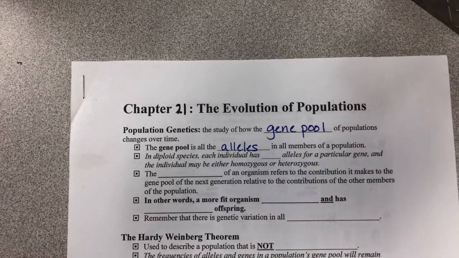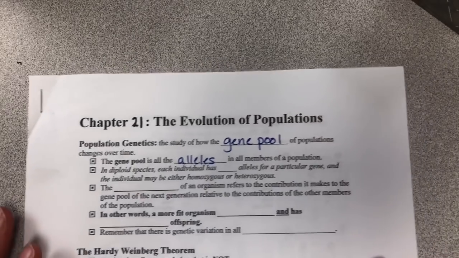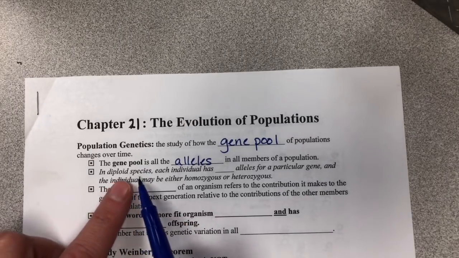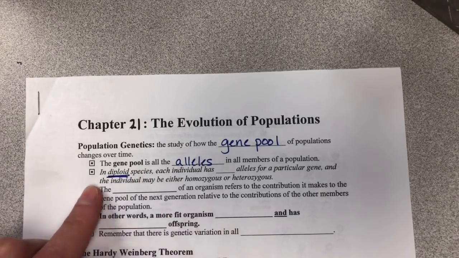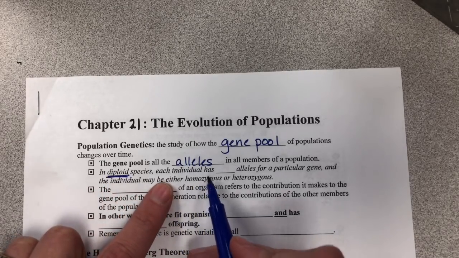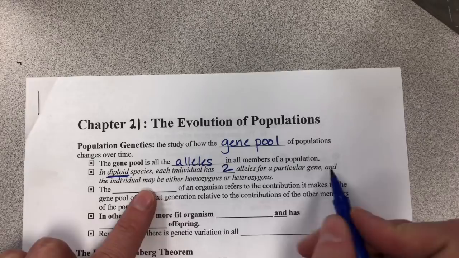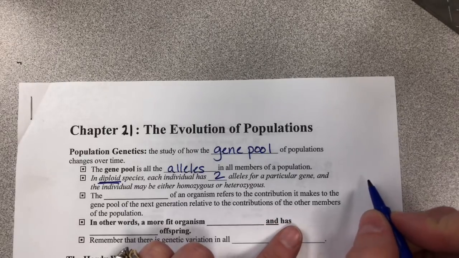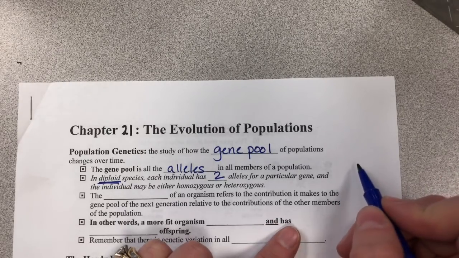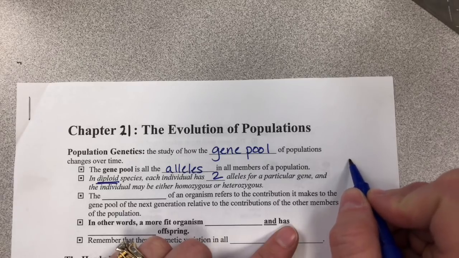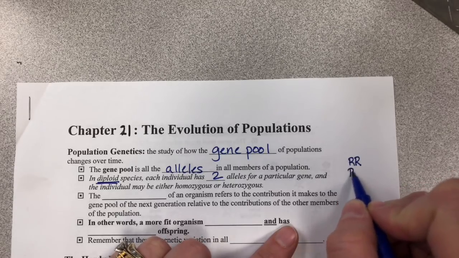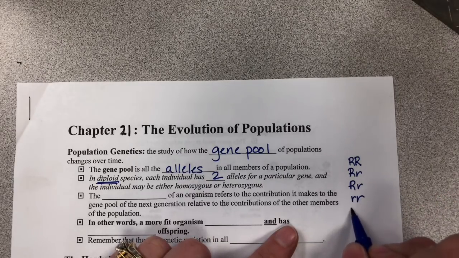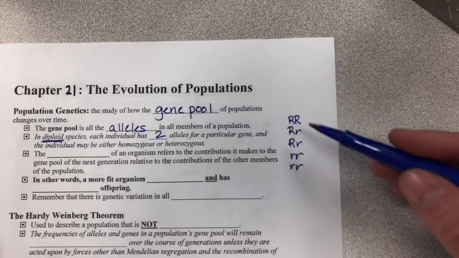For instance, let's say you have a population and the species is diploid, meaning that there are two of every kind of gene. So each individual has two alleles for a particular gene, and they can be homozygous or heterozygous. Let's do an example population of 5 individuals. One individual is big R, big R. Two individuals are big R, little r, and 2 individuals are little r, little r. That gives us our 5 individuals.